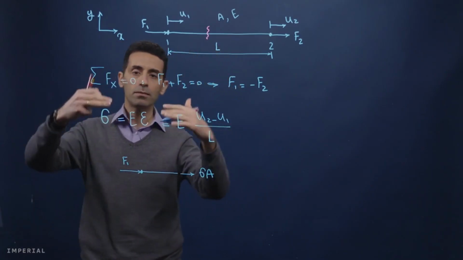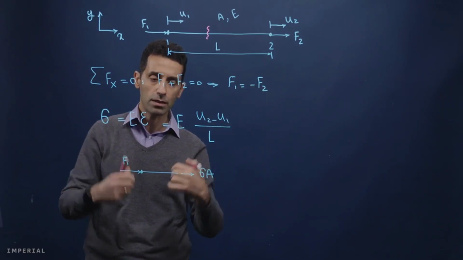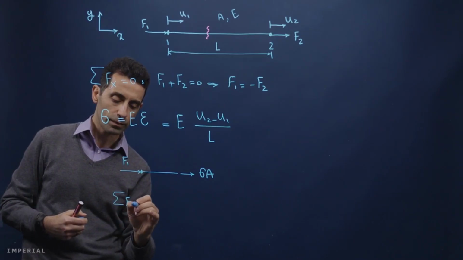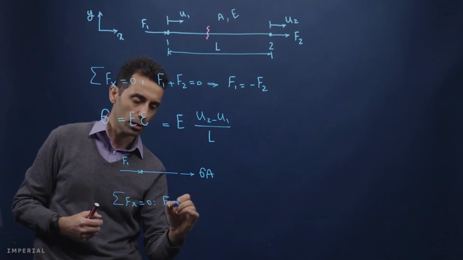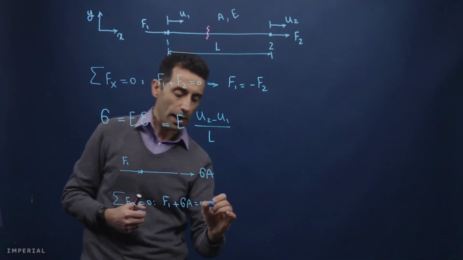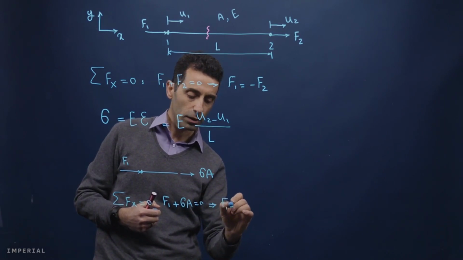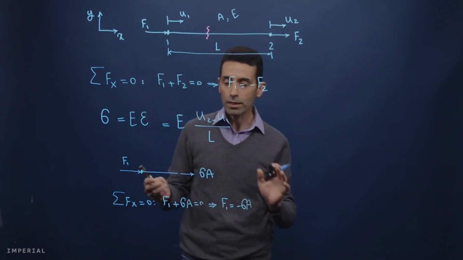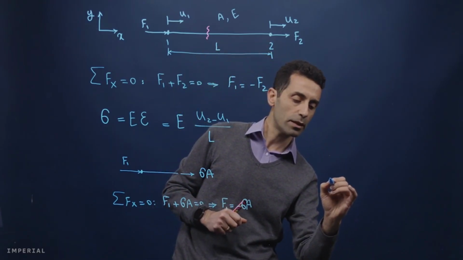And we do the same thing, the same equation of static equilibrium that we used before. We apply it to this free body diagram. So again, sum of the internal forces in x direction are 0. So that would give us F1 plus sigma A equals 0. And here we have the relationship between F1 and the stress, correct? Now we can do the same thing for the other side of our truss element. So we draw the free body diagram.